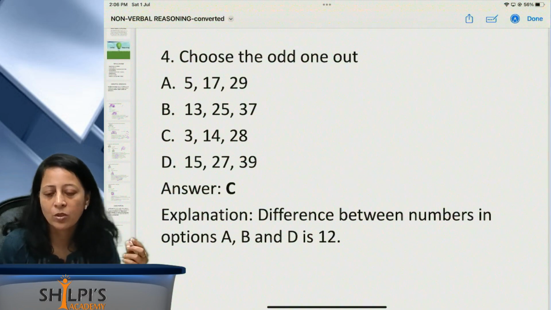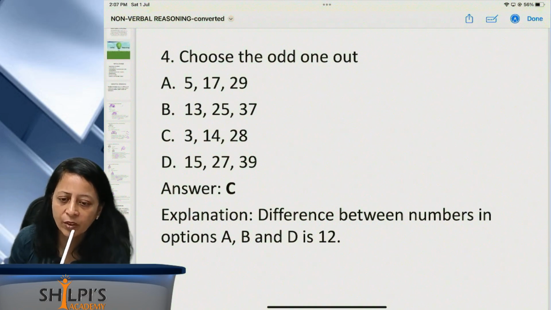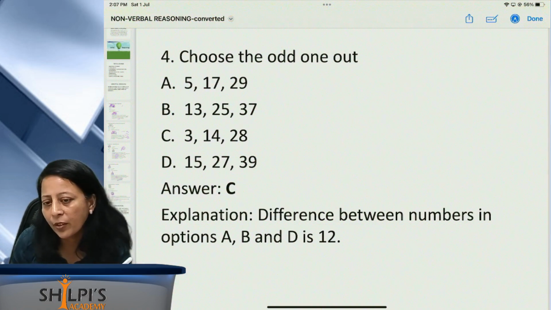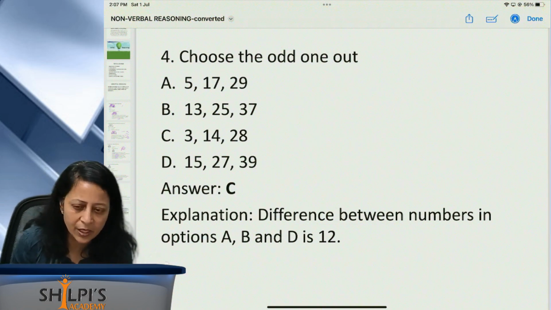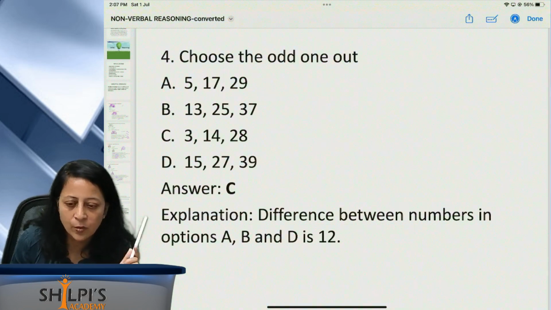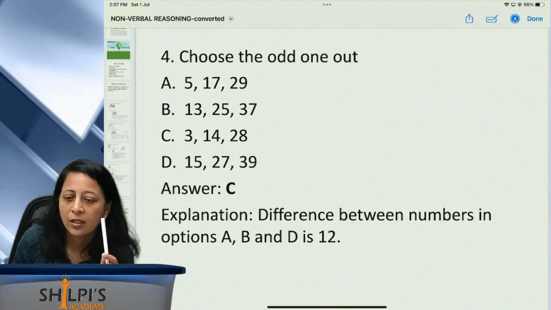Choose the odd man out. 5, 17, 29, 13, 25, 37, 3, 14, 28, 15, 27, 39. So, what could be the pattern in 5, 17 and 29? What is the difference between 5 and 17? It is 12. Then, if 12 is added, you get 29. Am I right? Yes.